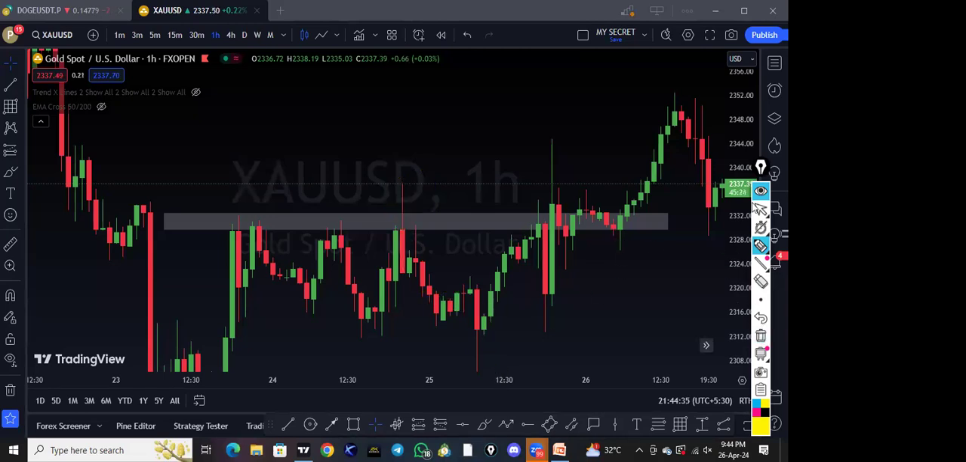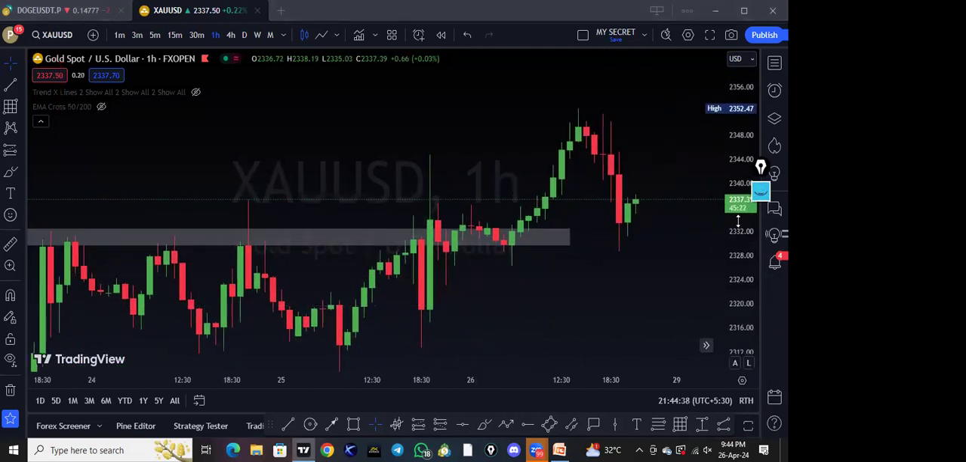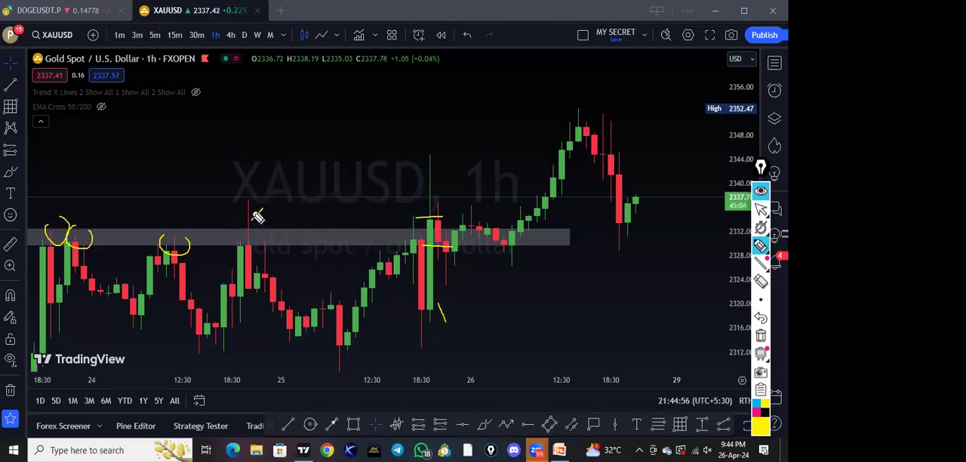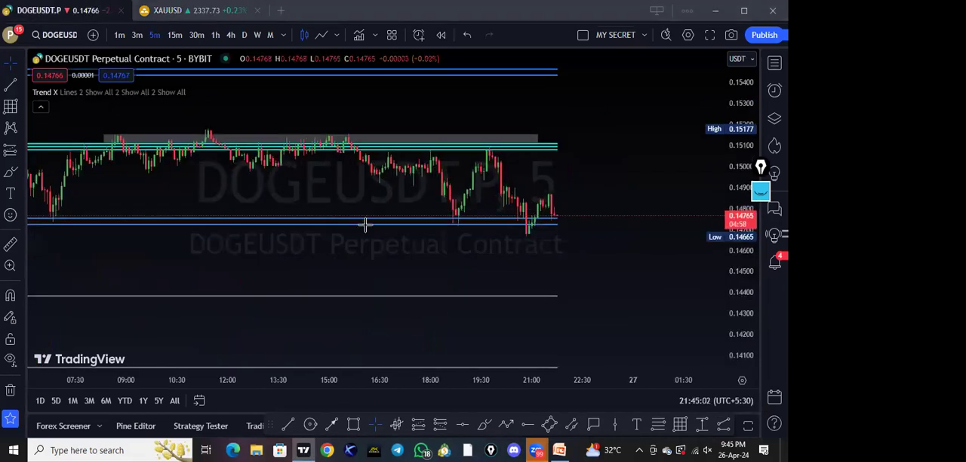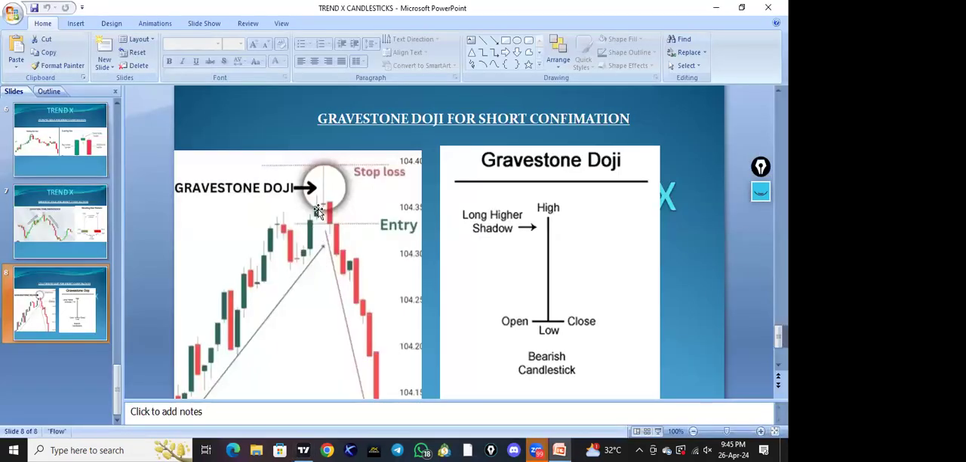Next time, what happened when it started going up? It didn't close below this. It closed above the zone. So I didn't take any short position. I said, no, this is a very big candle, so I cannot take a short position. I didn't do anything there. You can see these candles many times, not only once, even in 5 minutes.